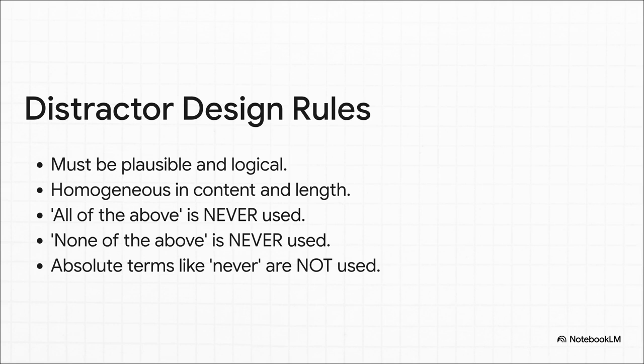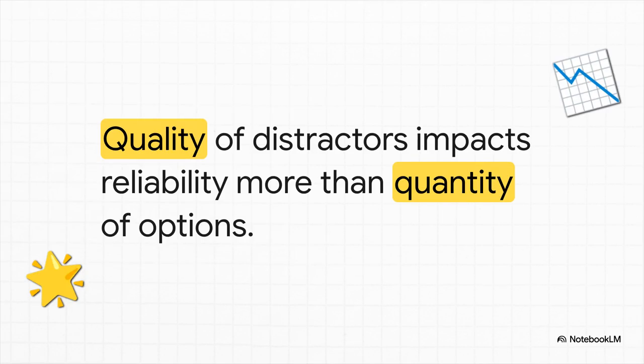And those absolute determiners like always or never, get rid of them. They are usually dead giveaways that an option is incorrect. It all boils down to quality over quantity.